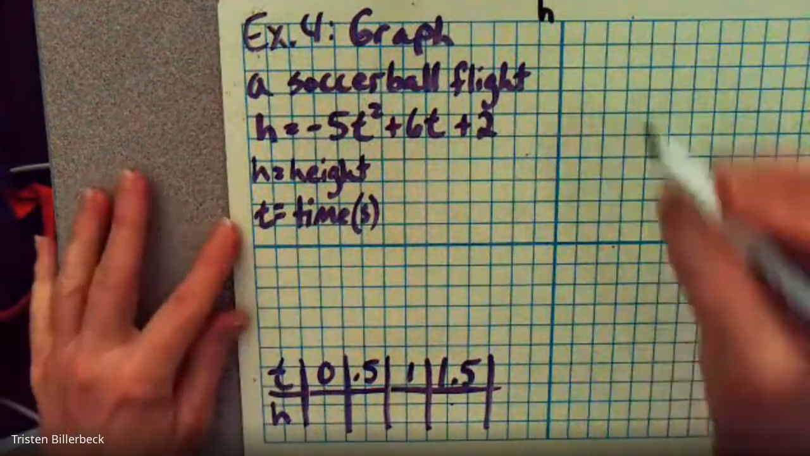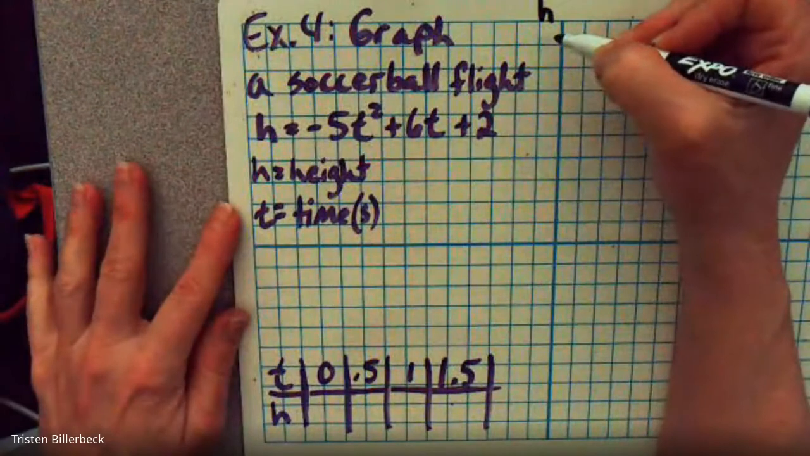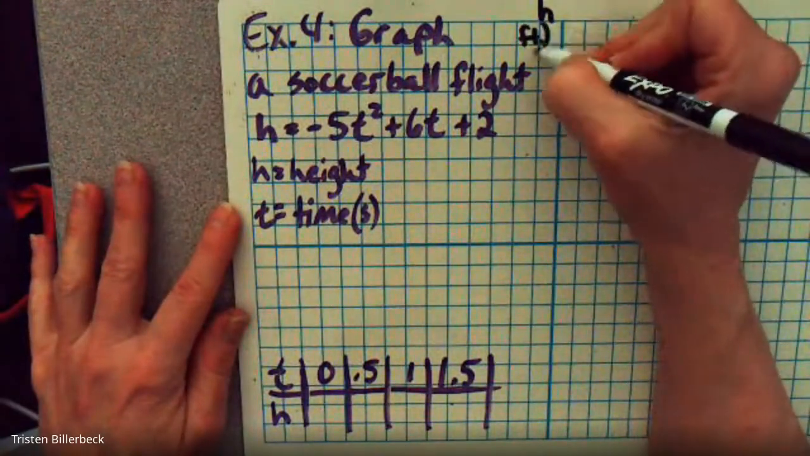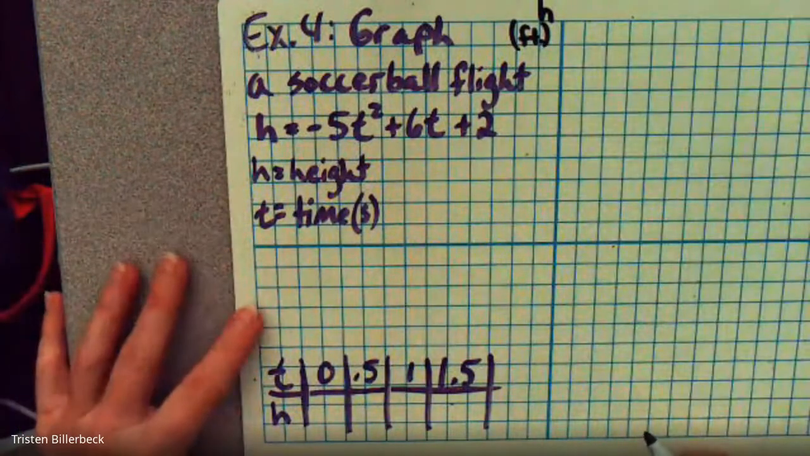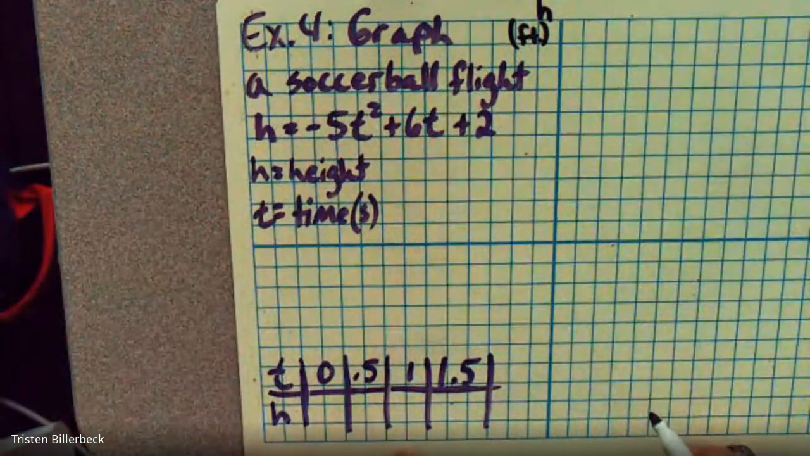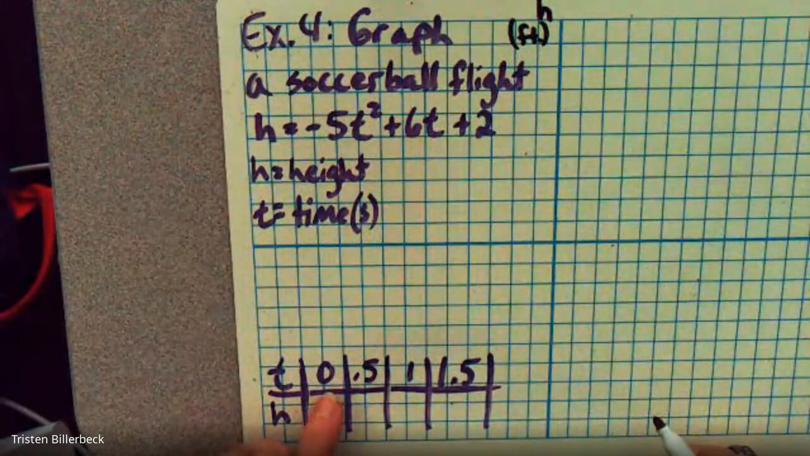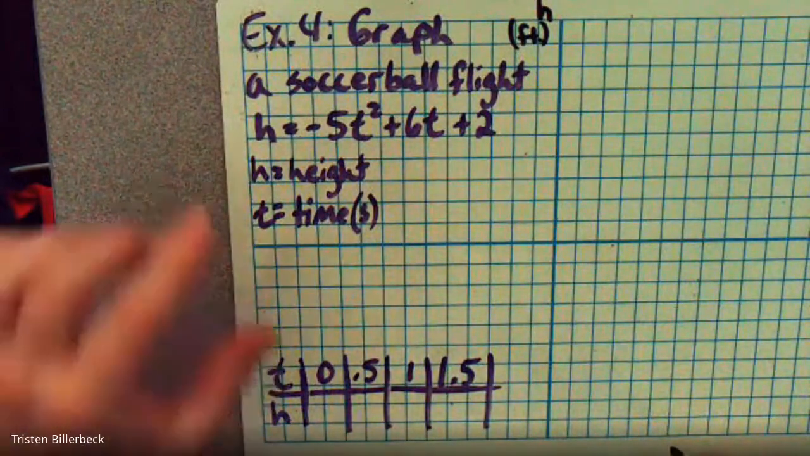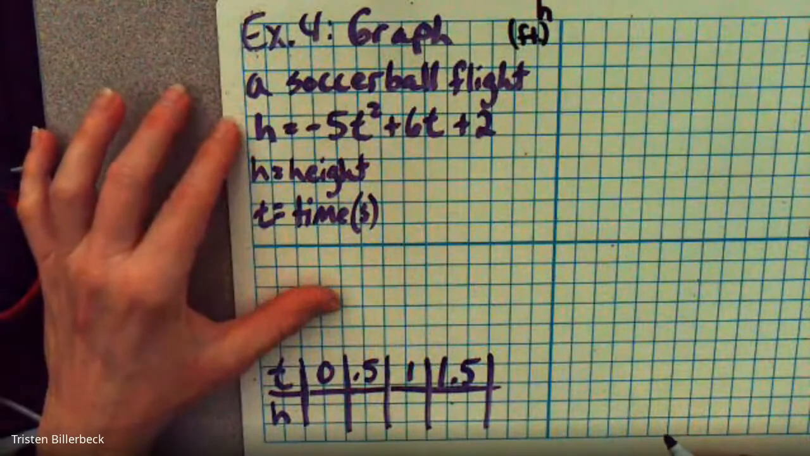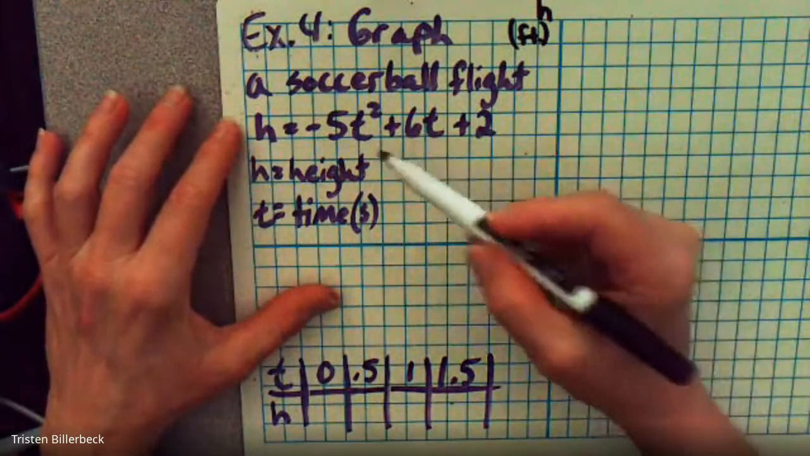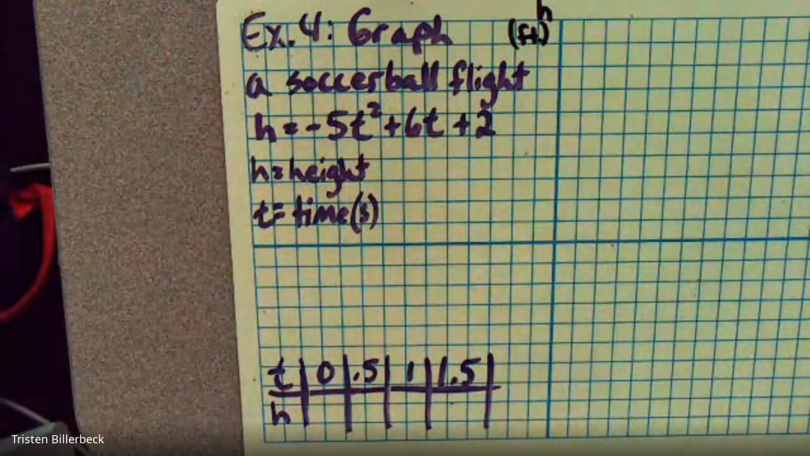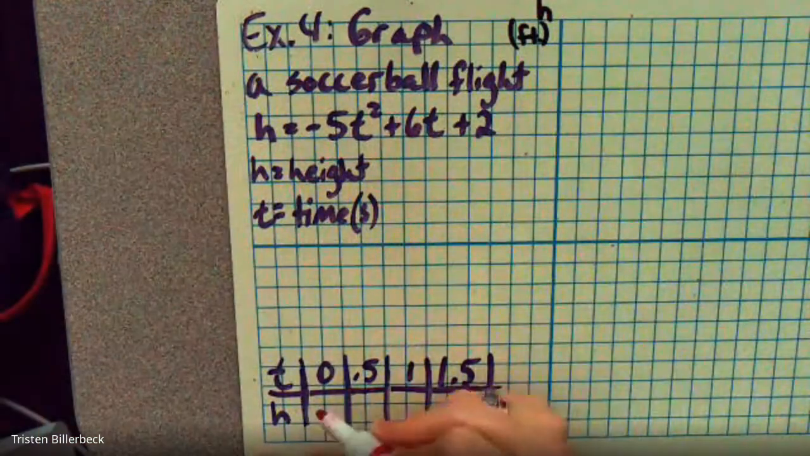Okay, so this is height. And I'm not quite sure what the height is. Let's call it feet. All right, so we have time, so the 0, ½ second, 1 second, 1.5 seconds. Okay, so we have -5, let's start with 0. So that's 0 plus 0 plus 2. So that gives me 2. I like that. 0 is so easy to work with.